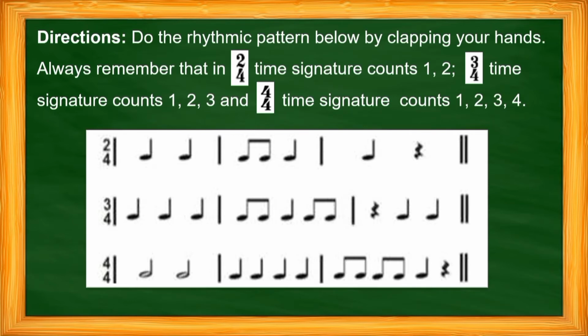Do the rhythmic pattern below by clapping your hands. Always remember that in a 2/4 time signature counts 1, 2. In 3/4 time signature counts 1, 2, 3. And in 4/4 time signature counts 1, 2, 3, 4.